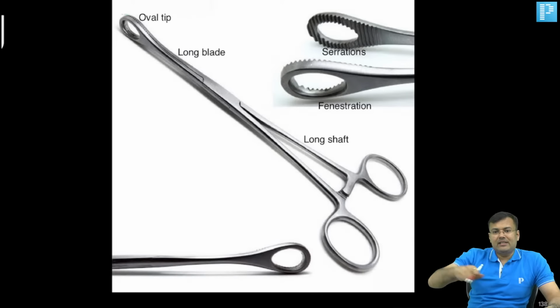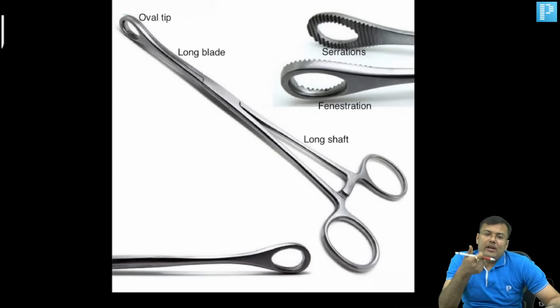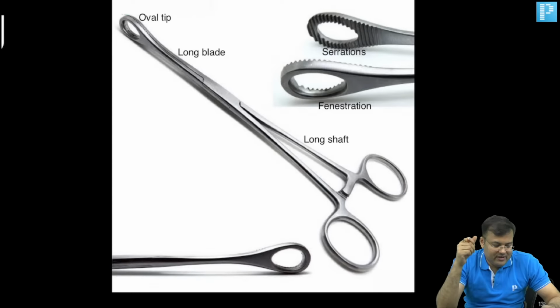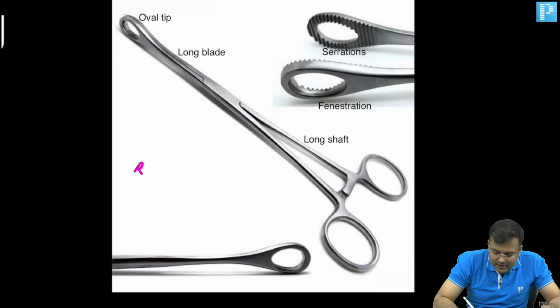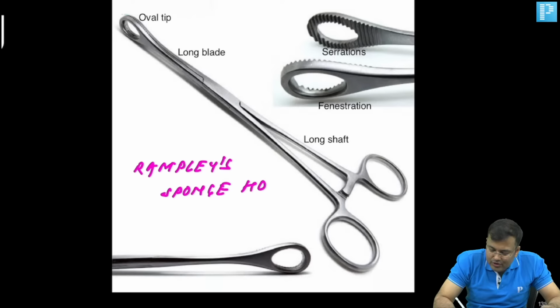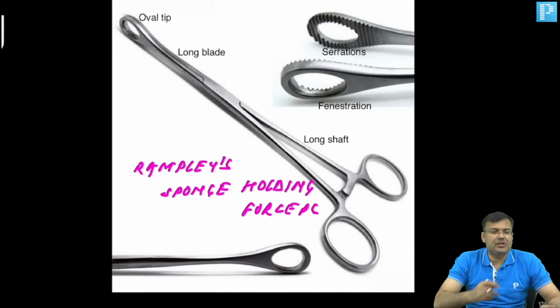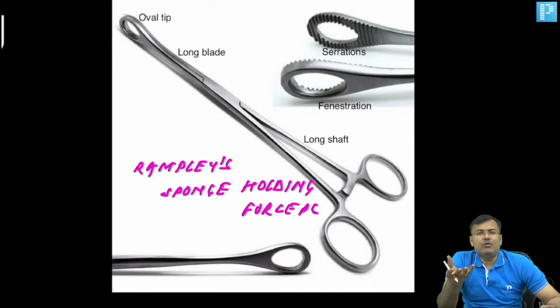Next, can you see this? This is used for cleaning, and you can hold the sponge and swab an abscess cavity. Guys, tell me the name. Rampley's sponge holding forceps. So, this is Rampley's sponge holding forceps or sponge holder, clear. What is its use? Obviously, it is used for cleaning the patient, to swab an abscess cavity, and during open cholecystectomy it is used to hold the fundus of gallbladder.